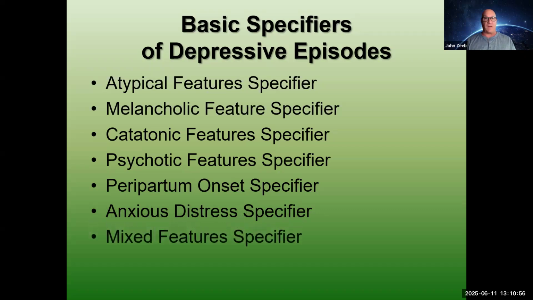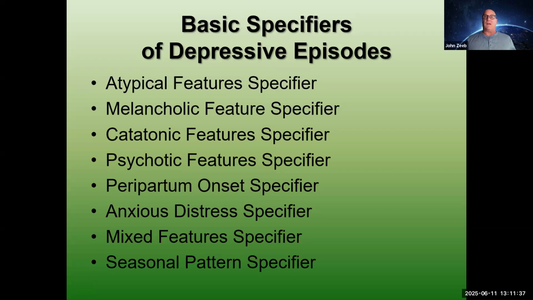Okay, mixed features specifier, pretty self-explanatory. There's at least 3 symptoms of mania present. It applies to major depression and persistent depression. So in other words, there have been at least 3 of those symptoms in the person. All right, and then we have the seasonal pattern. In this case, the depression follows a seasonal pattern. This is also known as seasonal affective disorder, or SAD as the acronym. It applies to recurrent major depression and bipolar, where it happens during certain seasons.